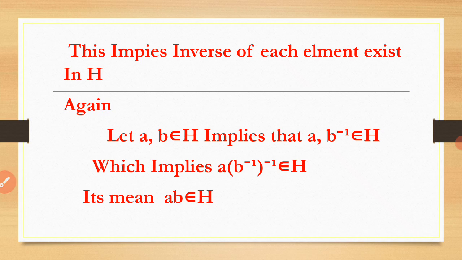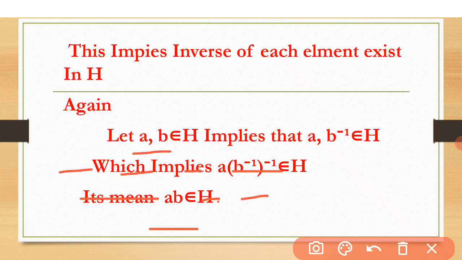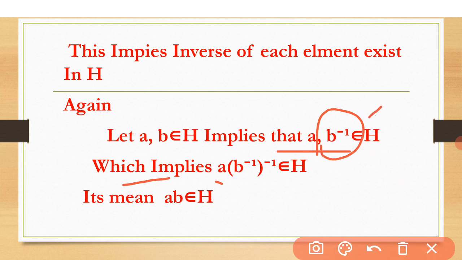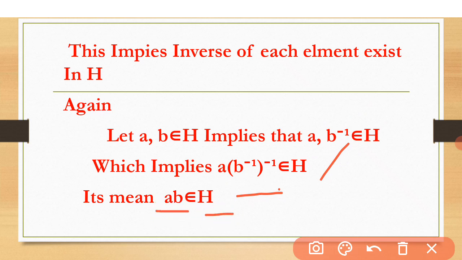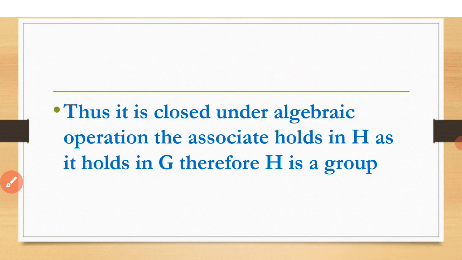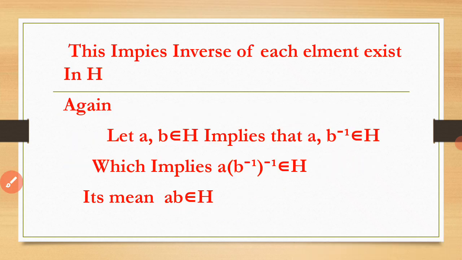Again, let a, b belong to H. This implies that a b inverse, because inverses are present in H, belongs to H. If b has inverse b inverse, then b inverse also has its inverse, that is also b. So a times the inverse of b inverse belongs to H, and the inverse of the inverse becomes the same element. So ab belongs to H, which proves the closure law. The third property holds. Thus it is closed.